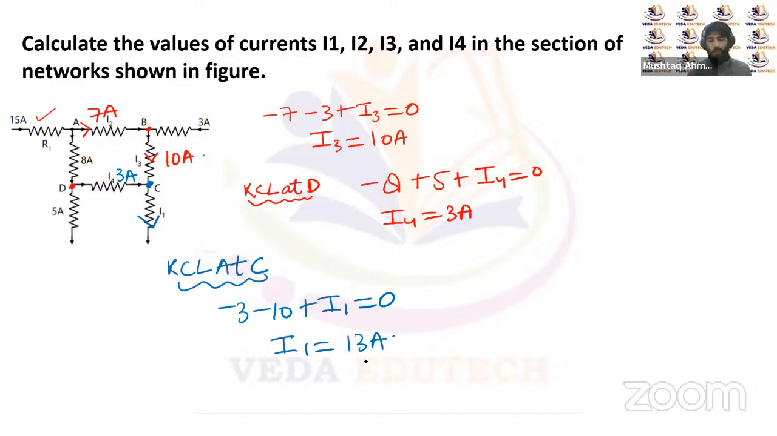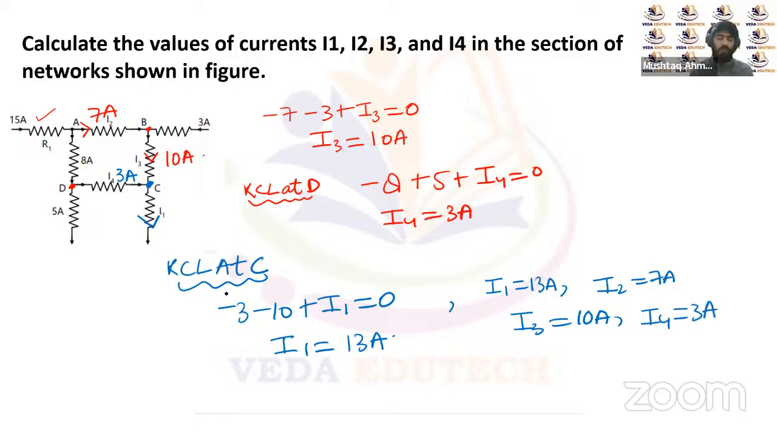So from here, we applied the junction law, or the KCL, at different junctions, and we concluded that I1 has to be equal to 13 amperes, I2 has to be equal to 7 amperes, I3 has to be equal to 10 amperes, and I4 is 3 amperes. So these are the different values of the current flowing through this circuit. That's how we apply Kirchhoff's junction law, or Kirchhoff's current law: the total current at the junction must be equal to 0, or the current entering the junction must be equal to the current leaving the junction.